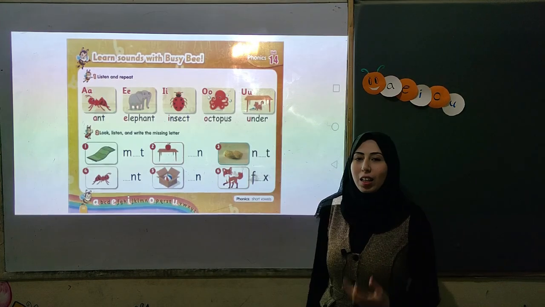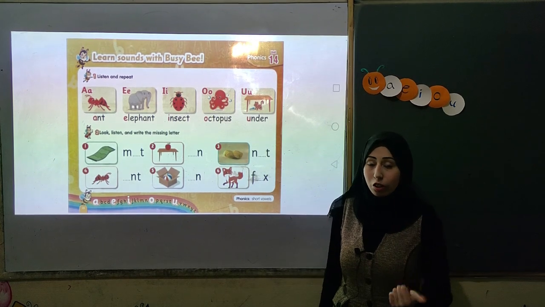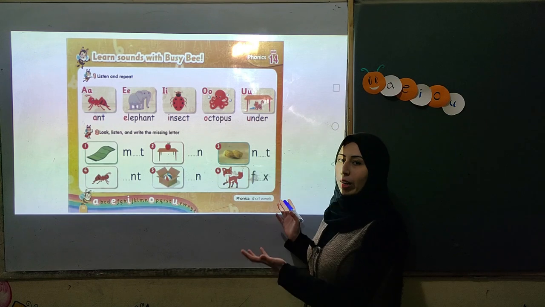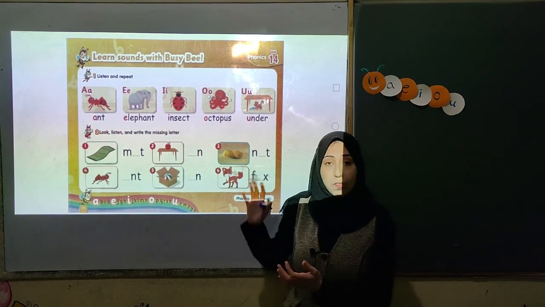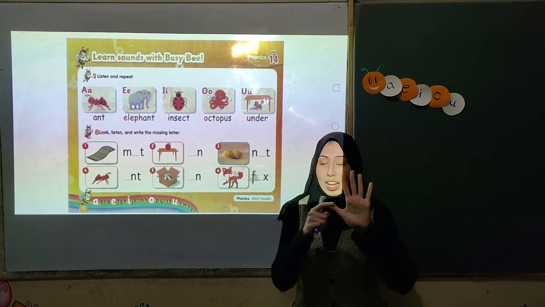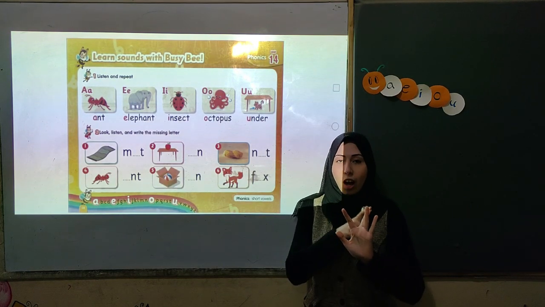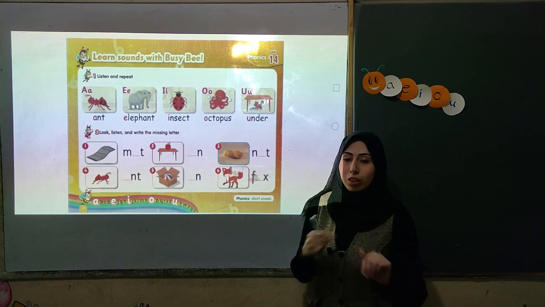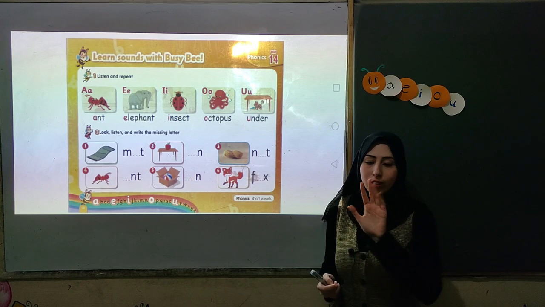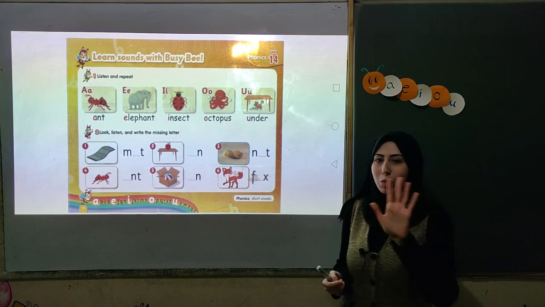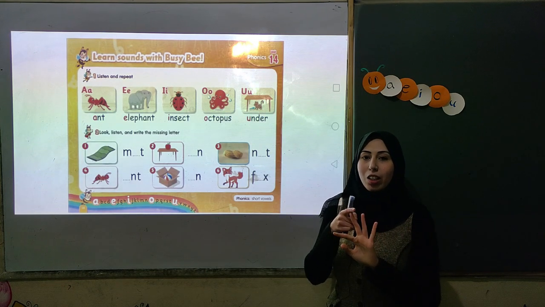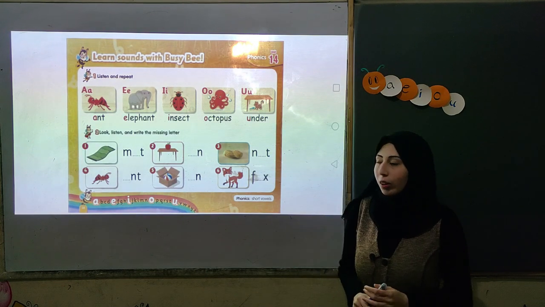Good job. In English, we have consonant letters and vowel letters. Okay? Today we will talk about vowels. So we have 5 vowels in English. Okay? A, E, I, O, and U. They are 5, and you can write it on your hand or your fingers to just remember it. Okay? A, E, I, O, and U.